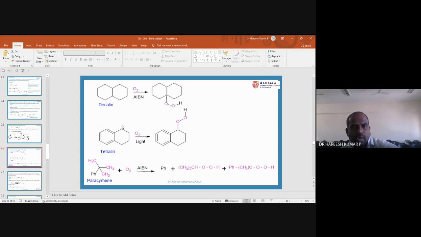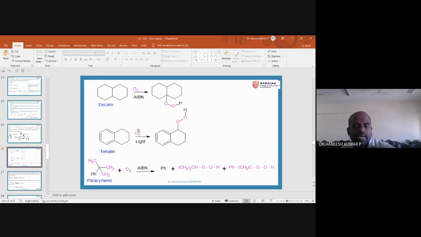The name of this compound is tetralin. When tetralin is treated with oxygen in the presence of light, what will happen? This proton is called a benzylic proton, and this is also a benzylic proton. Benzylic protons are acidic in nature. In the presence of light, this benzylic proton undergoes homolytic cleavage, forming a radical.